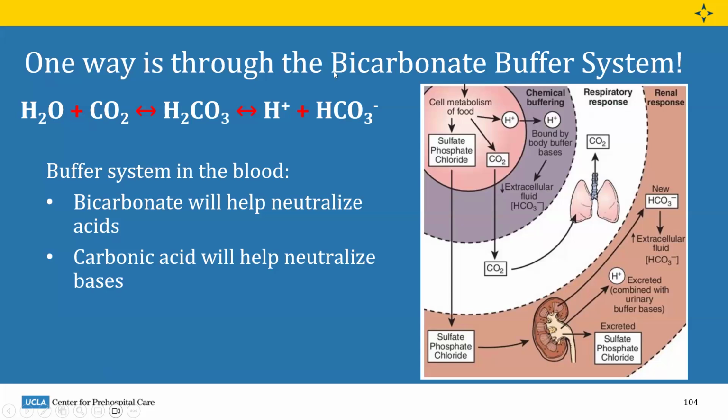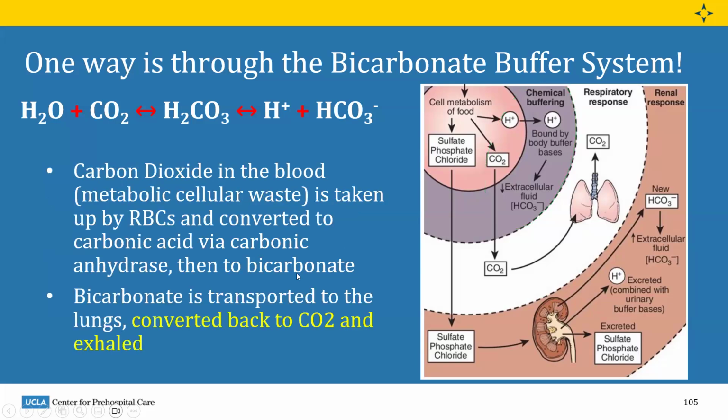So how do we control our pH? Again, you might hate pictures like this, but we'll go through it one by one. Let's talk about chemical buffering in our extracellular fluid. Bicarbonate is going to help neutralize acids, and carbonic acid, from dissolved CO2 in water, can help neutralize our bases. So that's at the blood plasma level or extracellular fluid level.